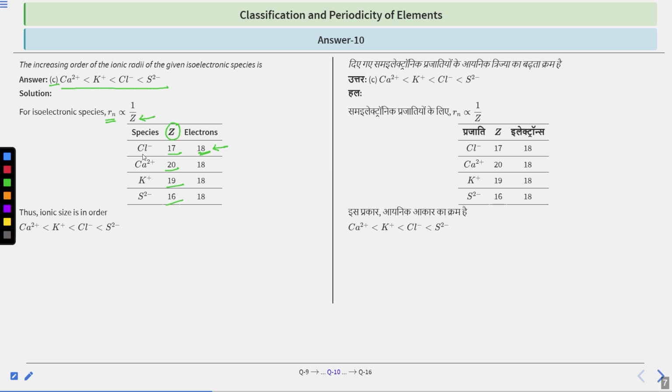Calcium 2 positive. For calcium, the atomic number is 20, but a 2 positive charge is present. That means it has lost 2 electrons. So 20 minus 2 will be 18. In the case of potassium positive, potassium has atomic number 19, so 19 electrons, but a positive charge is present. That means 1 electron is lost by potassium. That means 19 minus 1 is equal to 18 electrons.